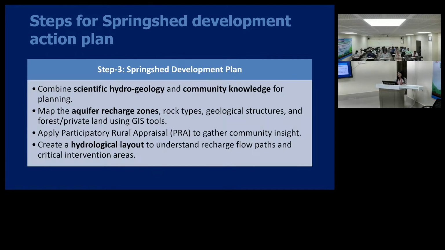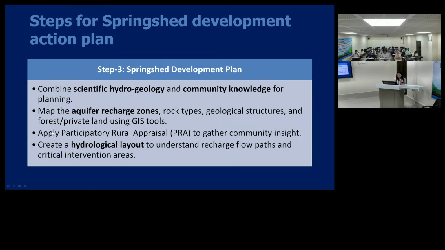Now step three is the Springshed development plan. This is step three. In step three, a combination of scientific hydrogeology and community knowledge is required for planning. Then, after which we can map the aquifer recharge zone. For this, we need to understand the rock type. We need to understand the geological structures. For this, we need to go to the field. We need to do geological mapping. I guess we have all heard how geological mapping is done. We need to understand the orientation of the rocks.